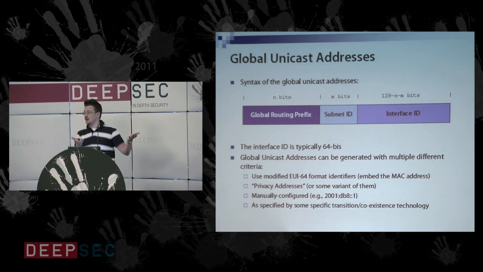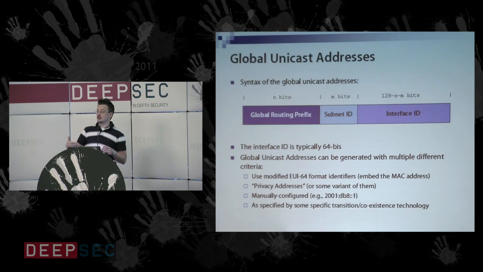So essentially, the structure of the addresses is the same as in IPv4. As I said before, the global routing prefix is usually assigned by your ISP, the subnet ID by the network administrator, who decides how to subnet the network. And when it comes to the interface ID, it's usually assigned by the actual host. It's not like a central server that assigns the interface ID, but every host that connects to the network assigns its own interface ID.